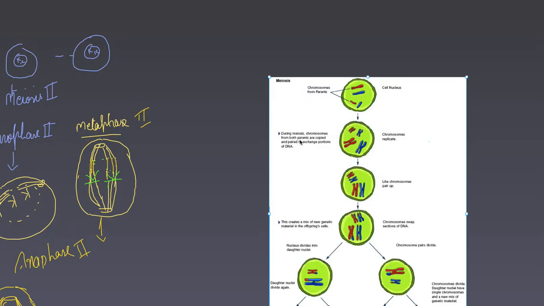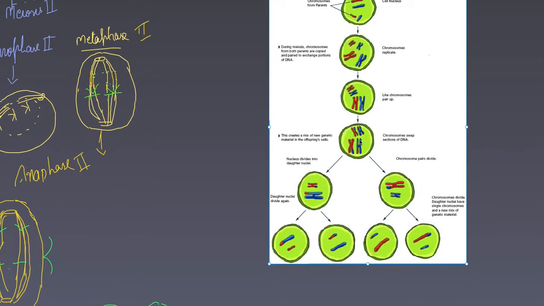So during meiosis, chromosomes from both parents are copied and paired to exchange portions of DNA. They say paired, so they pair with their homologous pair. You see, this blue one pairs with the red one, and this blue one pairs with the red one. They both encode for the same kind of gene, but different versions of the gene. And what they do is switch a little bit of sections of the DNA onto the other DNA. So you see that this blue one has a little bit of this red one, and this red one has a little bit of this blue one. Now they divide up into 2 chromosomes each.